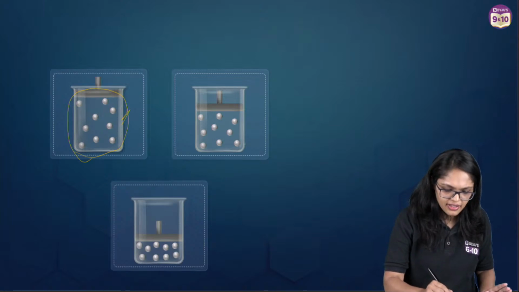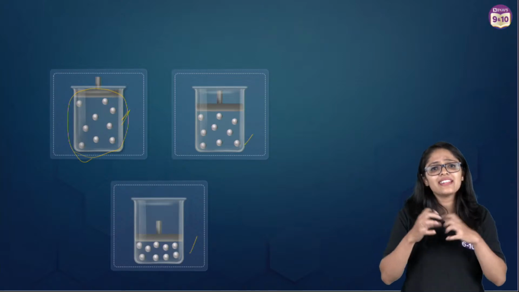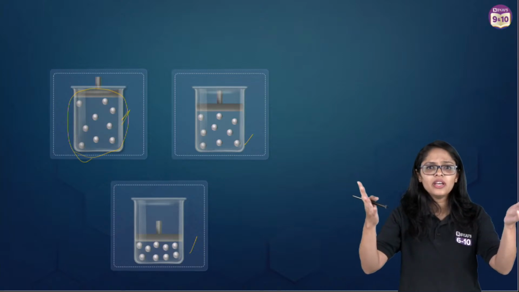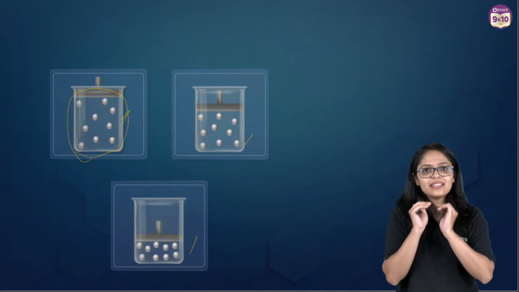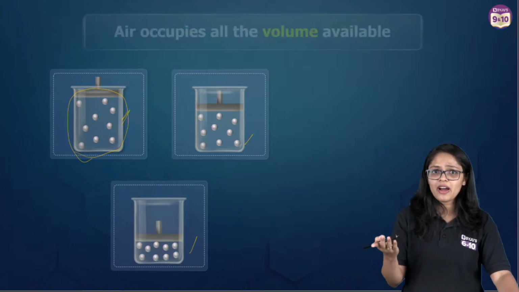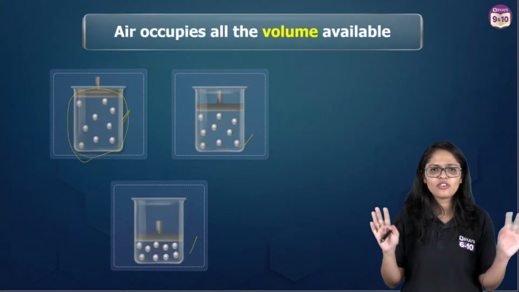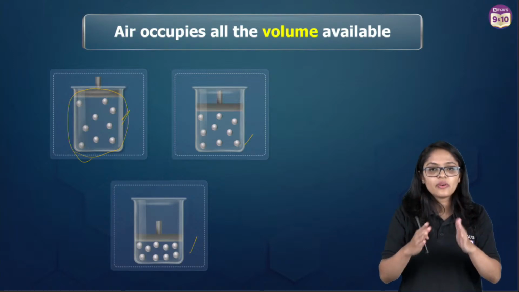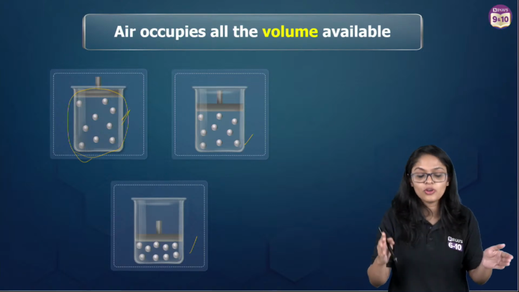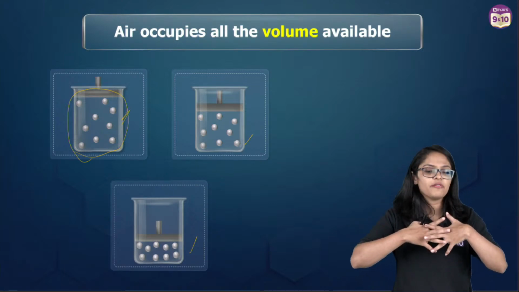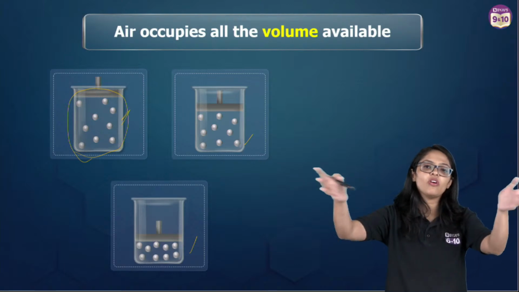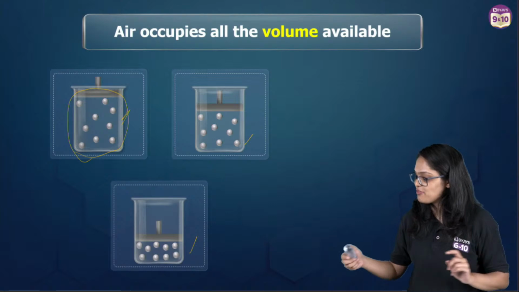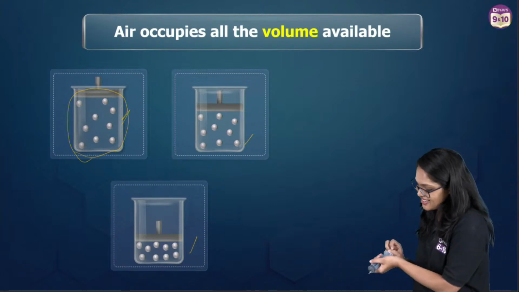What you can see here, they are getting adjusted to the space that is available. If there is more space, they spread out. If there is less space, they compress themselves. So air occupies the space that is available. It's not like it requires only this much space. Air occupies all the volume that is available. If it has so much space, it will spread all over. So let us see if we can compress air.